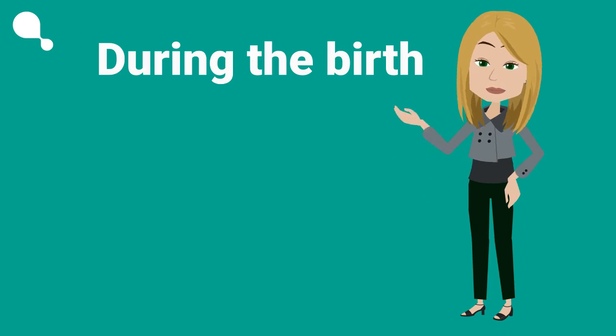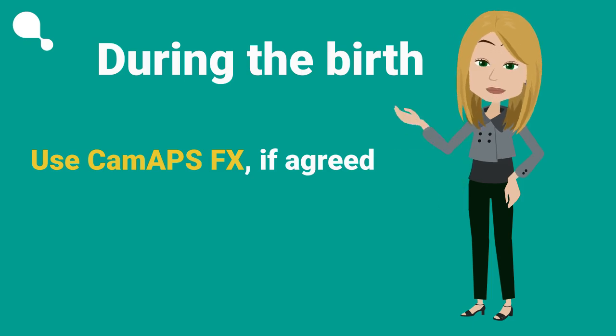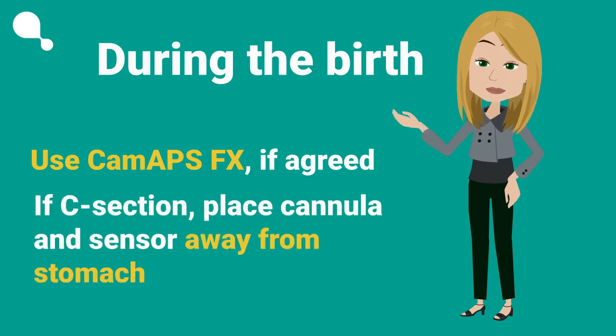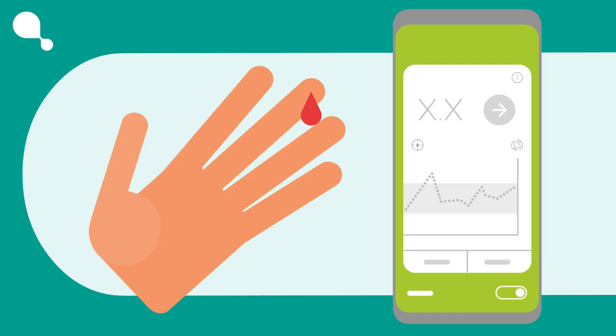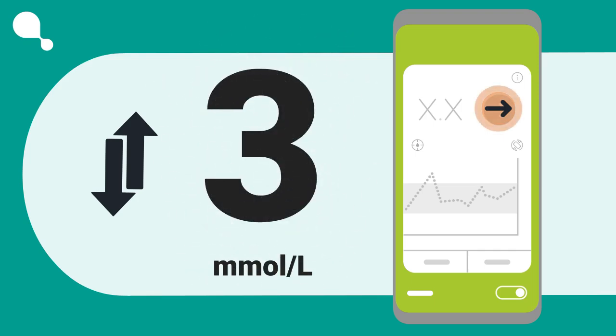During the birth, CamAPS FX can continue to manage insulin delivery, if agreed with your healthcare team. If a C-section is planned, please make sure you place your cannula and sensor away from your stomach. Please also check the accuracy of your sensor and calibrate or replace it if the sensor is reading more than 3 millimoles per liter above or below your blood glucose reading when your sensor arrow is stable.